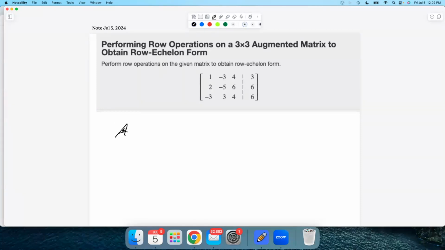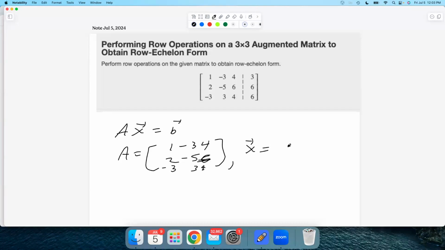So this is really some matrix A times some vector x equals some coefficient vector, where A is all these coefficients: 1, -3, 4; 2, -5, 6; -3, 3, 4. Our x vector is, say, x, y, z. I mean, we could theoretically use A, B, and C. We could use whatever variables we want. And then our constant vector here on the other side is 3, 6, 6.